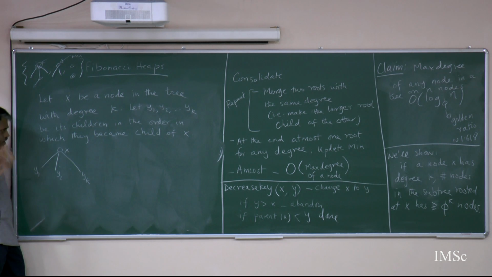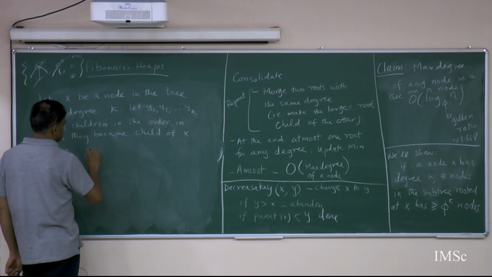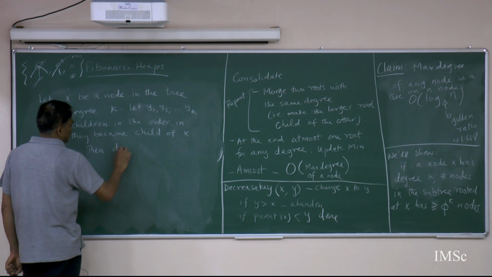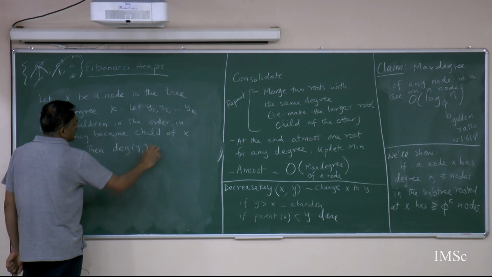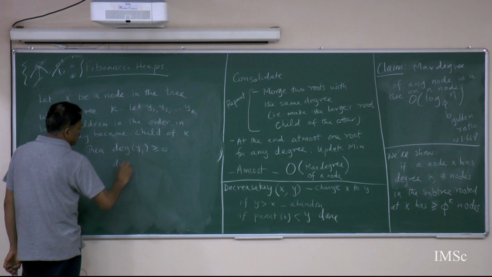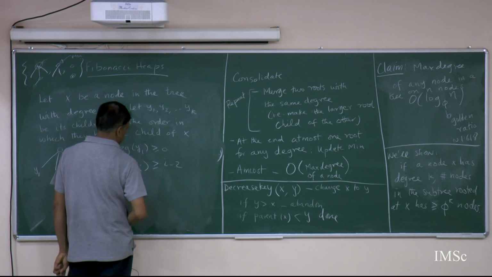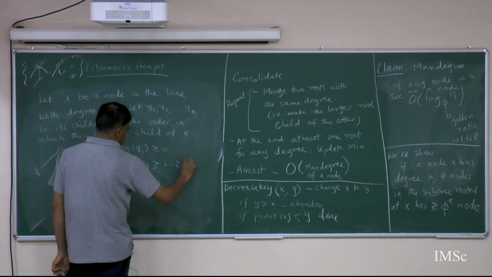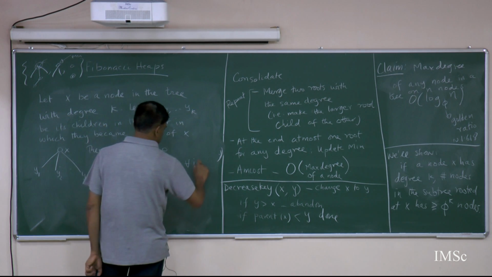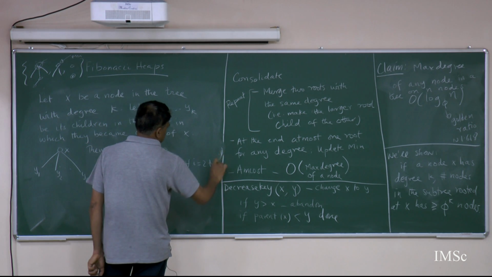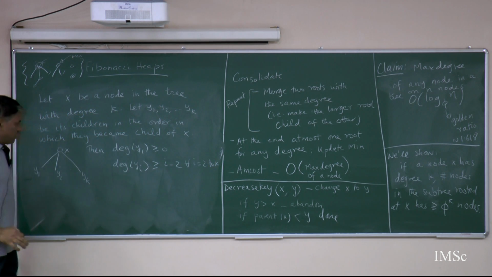Then the claim is: degree of y1 is greater than or equal to 0, and degree of yi is greater than or equal to i minus 2. Okay? This is the claim. Degree of y1 is greater than or equal to 0. Sure, no problem, I'm not saying much here. But look at y2.